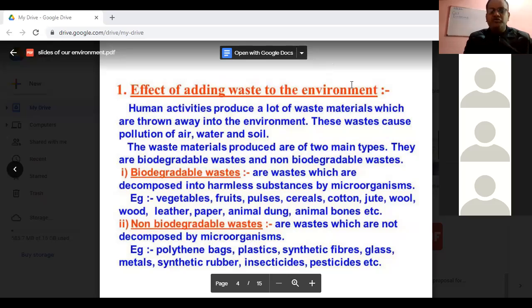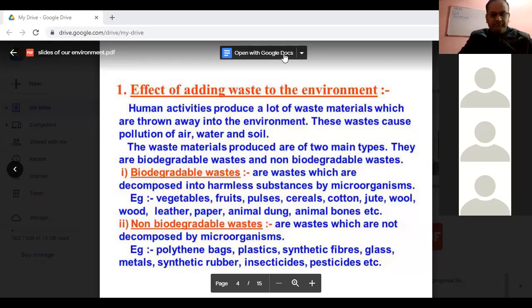If we are continuously producing a lot of waste material which is thrown into the environment, what problem will it create? It will definitely cause pollution of air, water and soil. So this is the main point, that it is creating pollution. Now, the classification of waste material is of two types: biodegradable and non-biodegradable. Before going into the discussion, let me see your previously acquired knowledge regarding biodegradable and non-biodegradable.